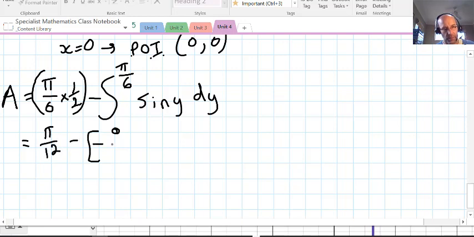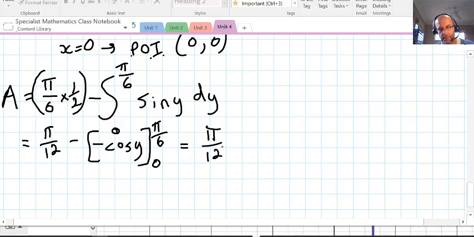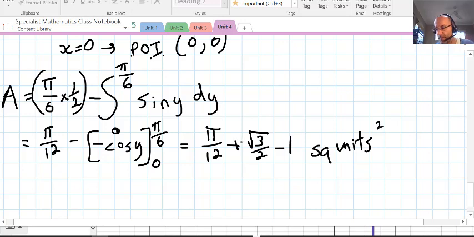minus negative cos y in the limits described from 0 to pi on 6. And that will give us pi on 12 plus the second part. When you take the integral and sub it in, you'll get root 3 on 2 minus 1. So that's the exact value, and I'm not going to worry about decimal approximation. So we got pi on 12 plus root 3 on 2 minus 1.